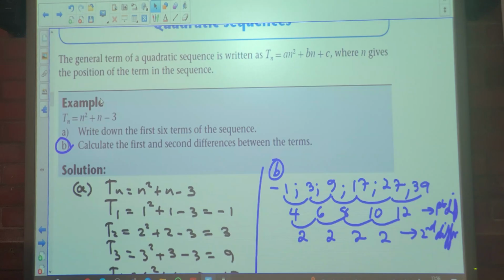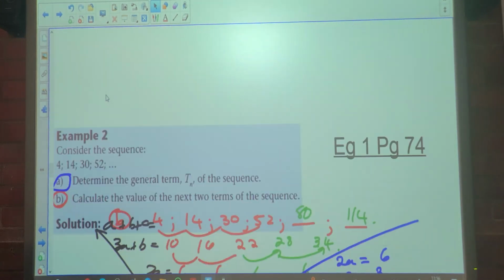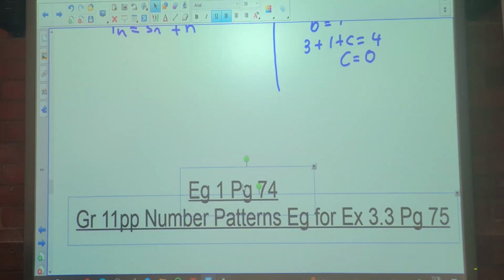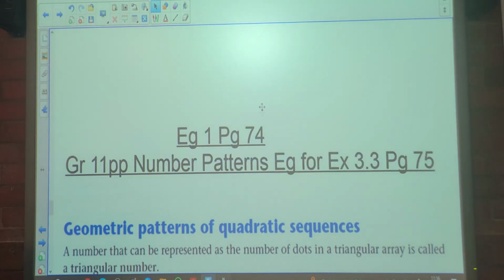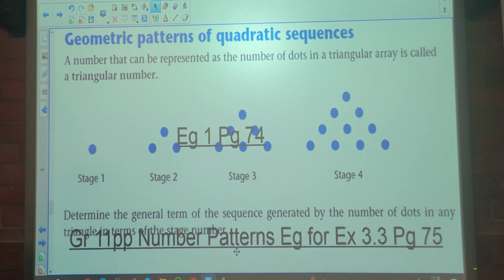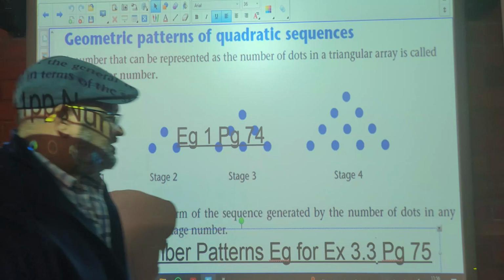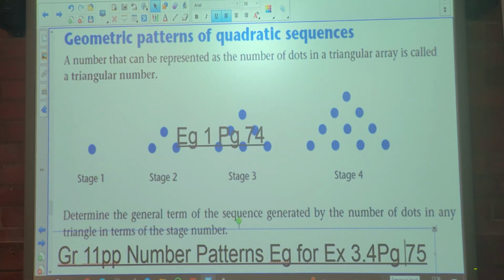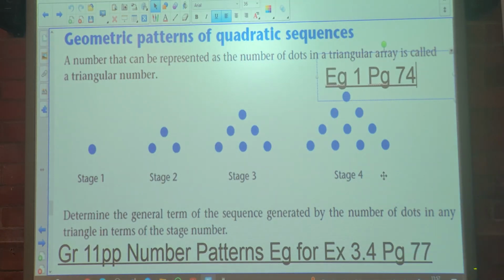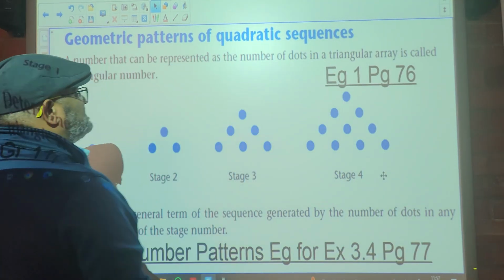The last part of this chapter, which is the examples for exercise 3.4. You guys haven't watched this video yet, so the full lesson can be found in the description box below. So we're looking at the examples for exercise 3.4, which is on page 77. And this example, which is on page 76. So now we're looking at geometric patterns of quadratic sequences.